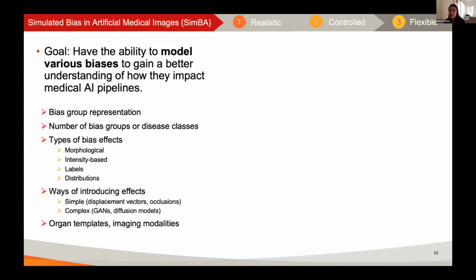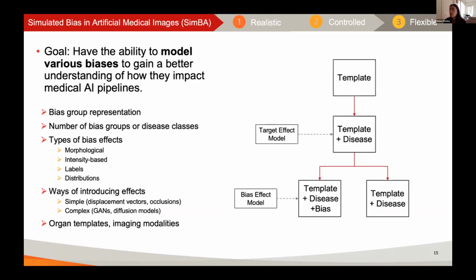And even though we've only approached this for structural neuroimaging data so far, I think that the high-level procedure of just starting with a template image and then systematically augmenting it with whatever target or bias effects are relevant can easily be expanded to other modalities and organ templates. And this is really the crux of this whole framework.